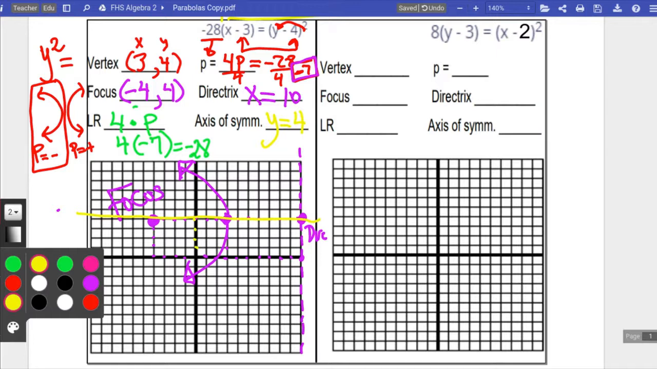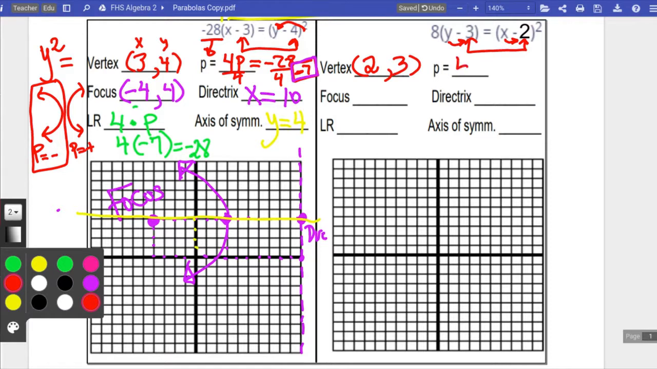With number 2, same deal. First, you identify your vertex from these two. The x is this one right here. You change the sign. If it was -2, you put a +2. And the y value right here would be +3.